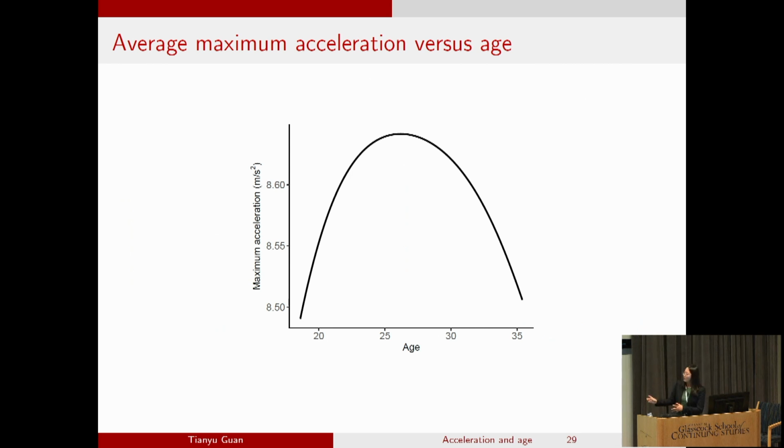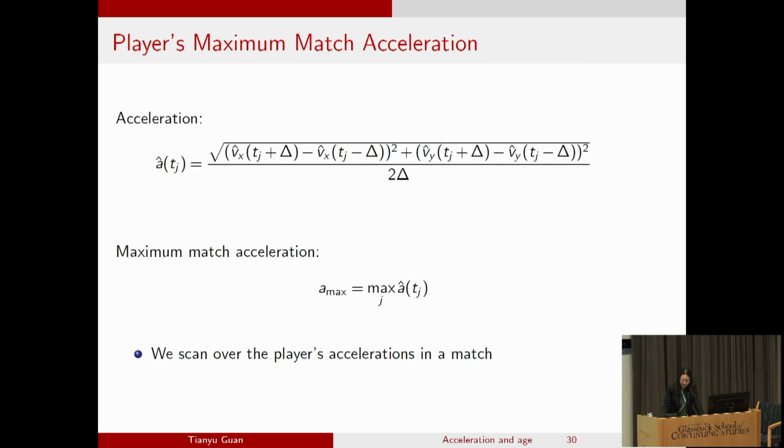I'll talk about the formulas later, but this is the outcome we obtain. This is our estimator, the average maximum acceleration versus age curve. And as we can see, this is exactly what we expect, right? When players are young, they tend to improve, then reach some plateau and then decline. So this is exactly the pattern that we want.